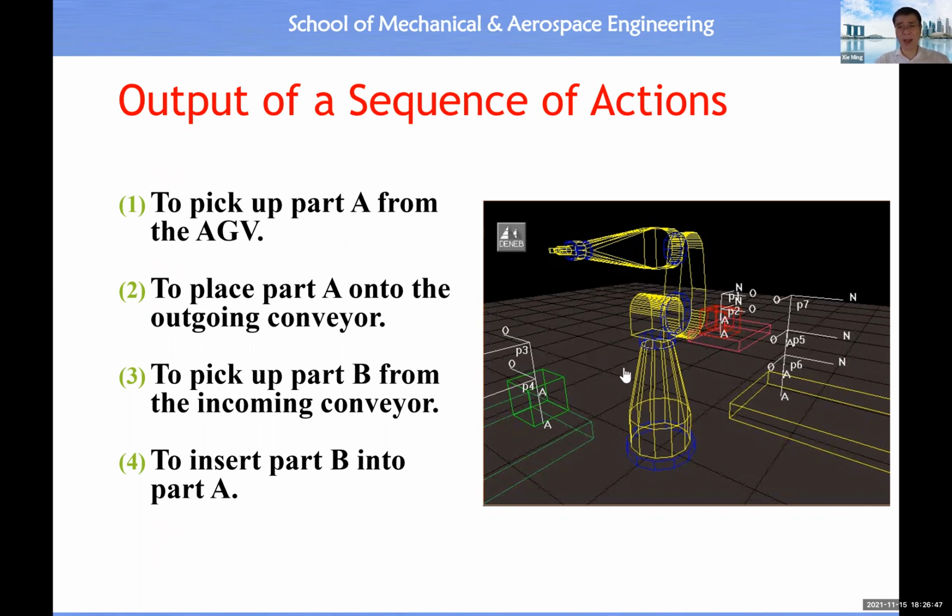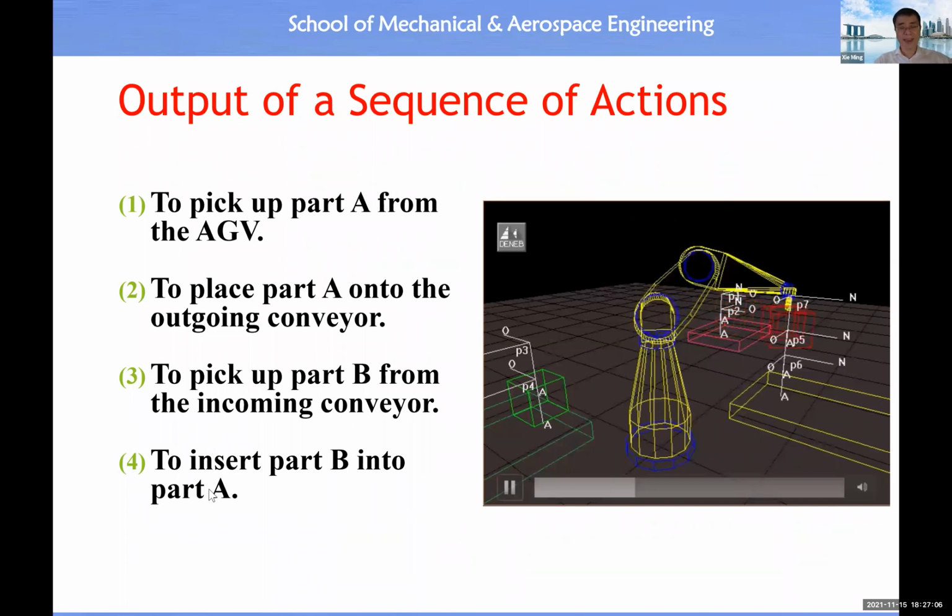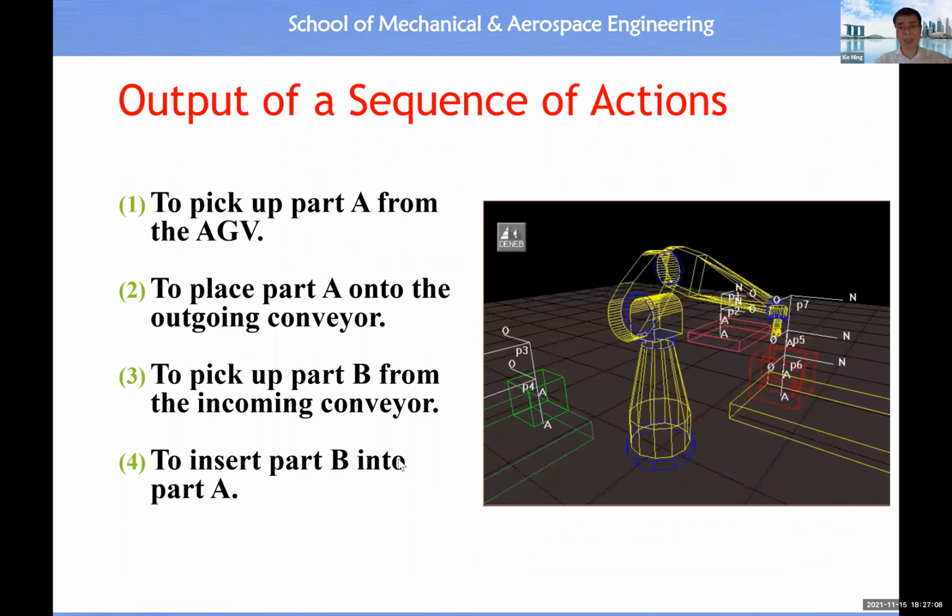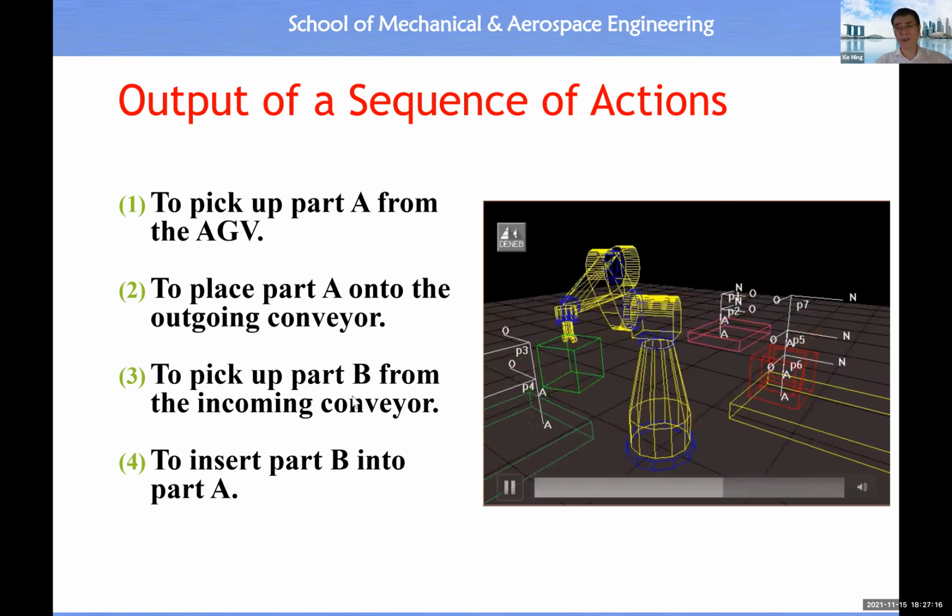So action 1 is to pick up part A from the AGV, then place part A onto the outgoing conveyor. Okay, so this is action 2. Action 3 is to pick up part B from the incoming conveyor, the green box. Then action 4 is to insert part B into part A. All right, so this is a possible version of the action sequence for this task.